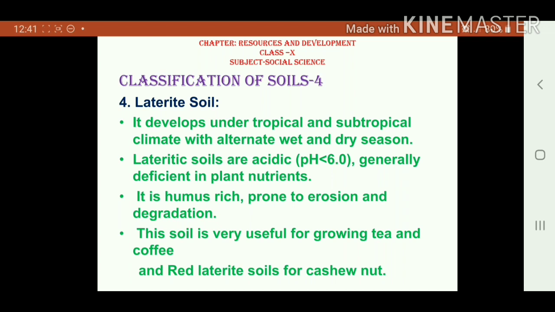This soil is very useful for growing tea and coffee. We must know that for growing tea and coffee, the laterite soils are very essential. However, the red laterite soils are used for cashew nut, for the production of tea, coffee and cashew. We can say laterite soil is very important.